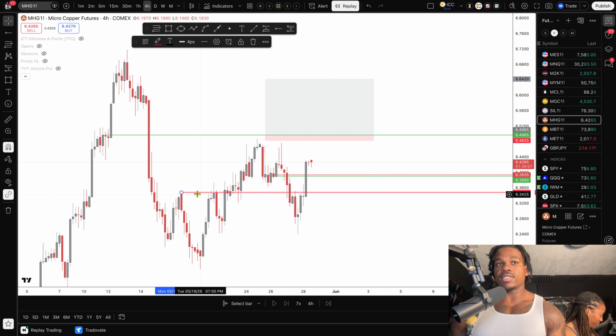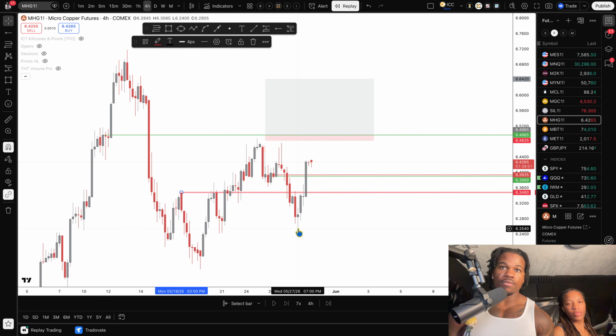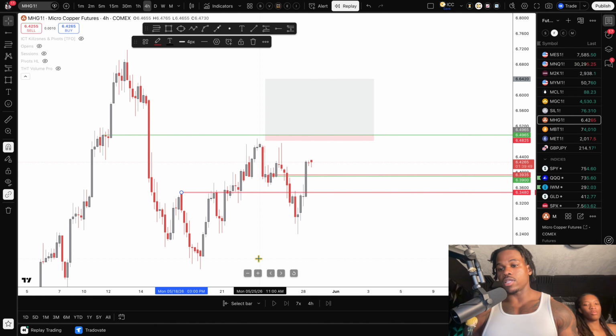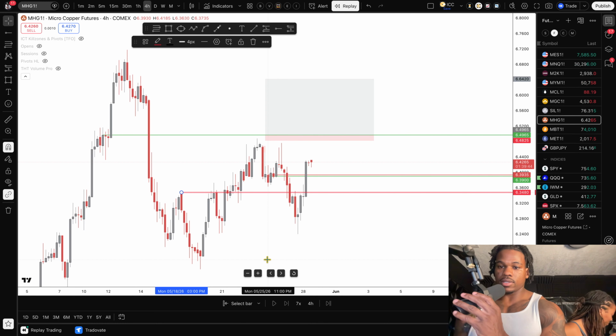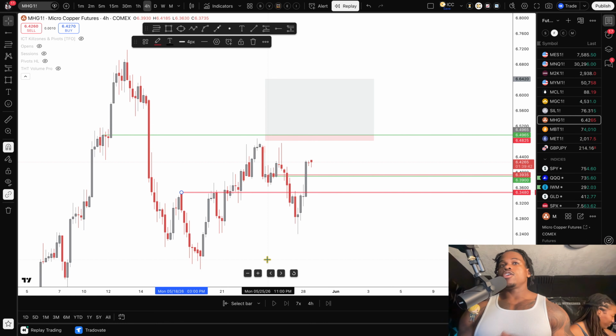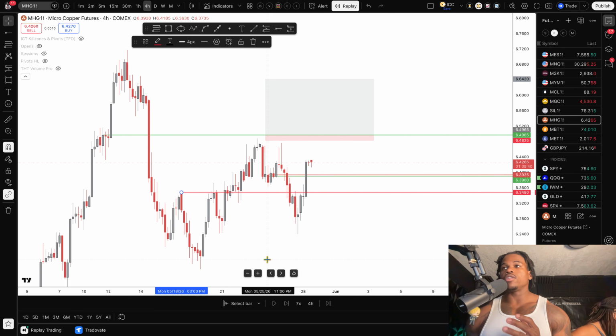Price got to this exact same level and sold. Same level and sold. Same level and sold. Like, these levels matter. You know what I mean? So when you understand this, you know when to buy and when to sell.